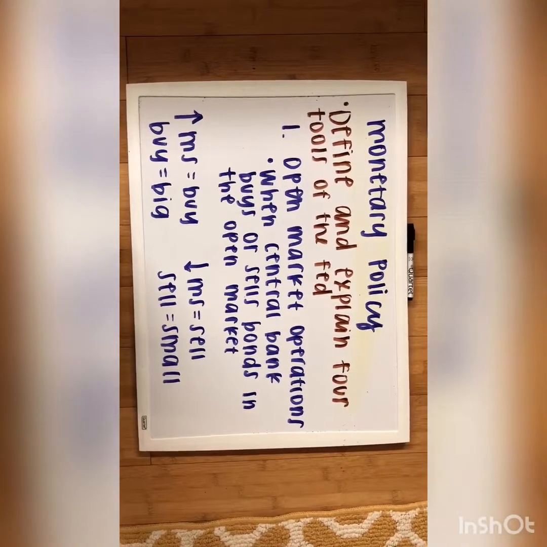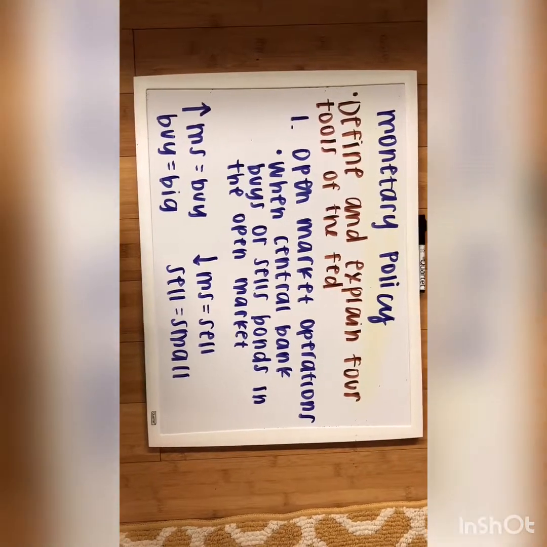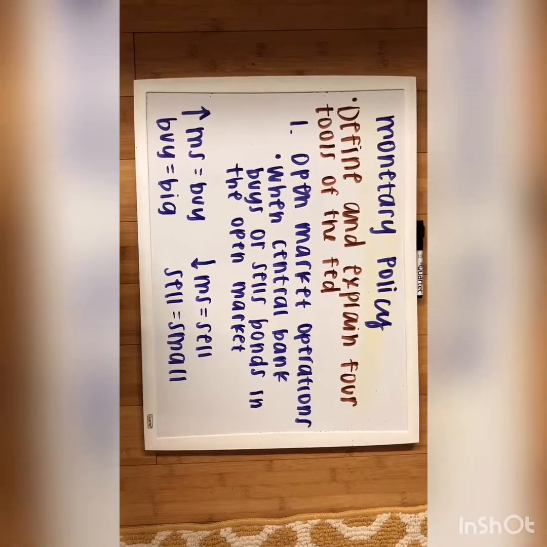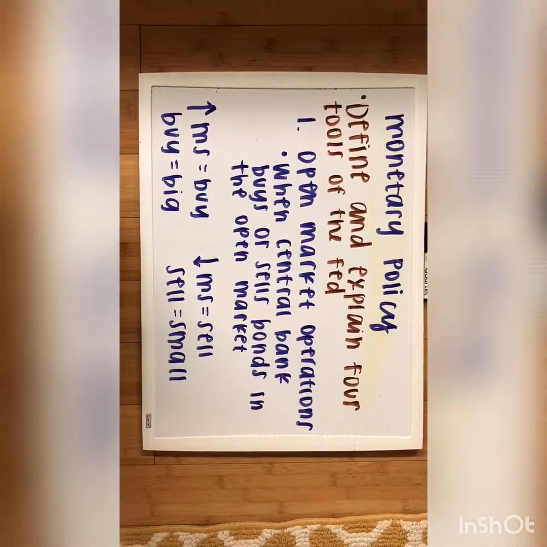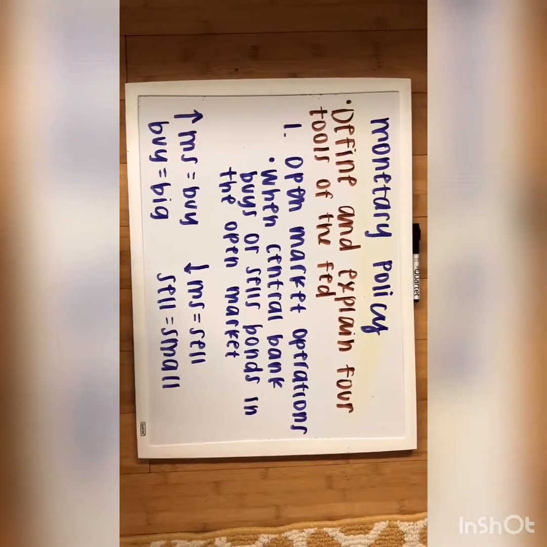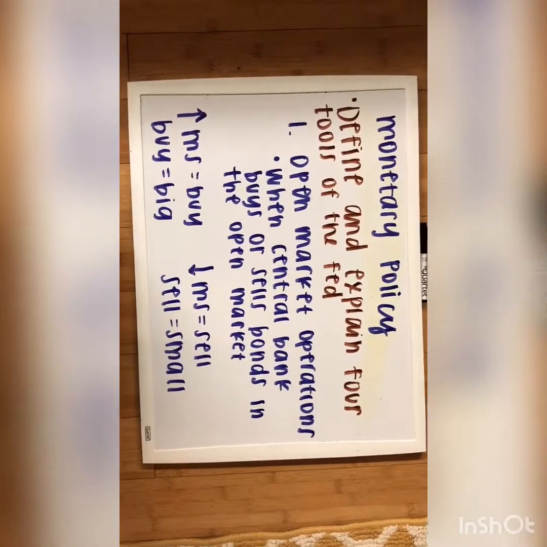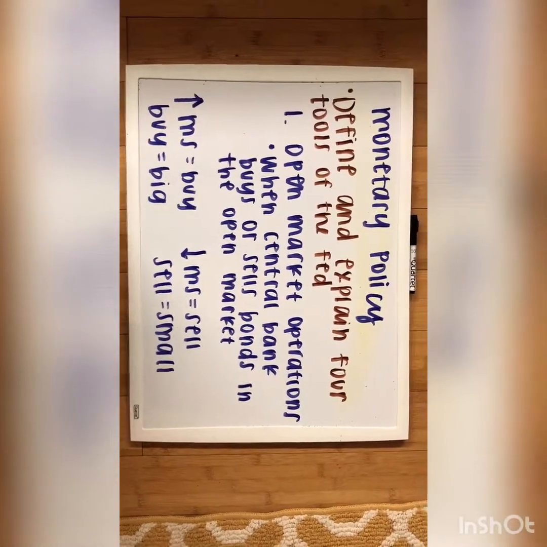Our next question is, define and explain the four tools of the Fed. Our first is open market operations, or OMO. Open market operations is when the central bank buys or sells bonds in the open market. Buying and selling bonds can increase or decrease the money supply. To increase the money supply, the Fed would buy bonds.